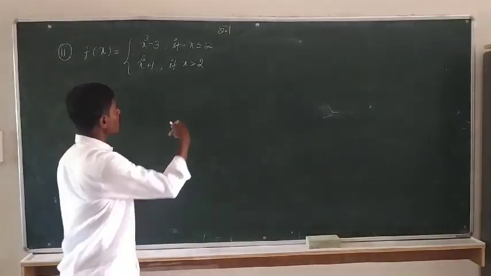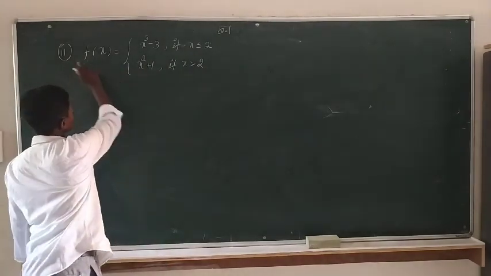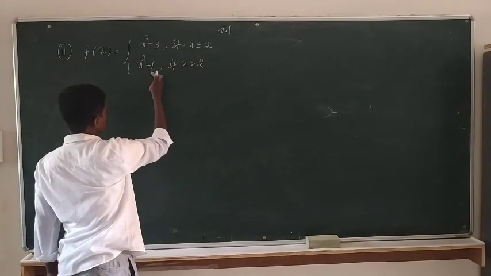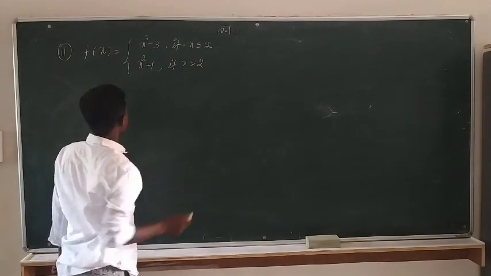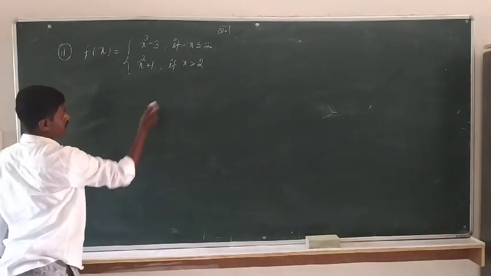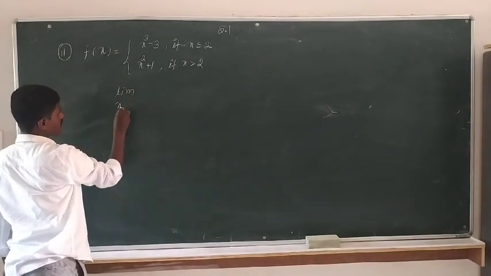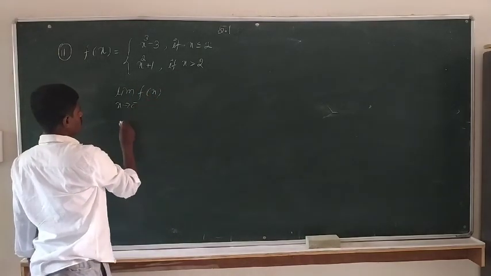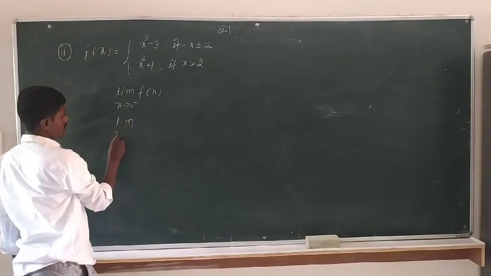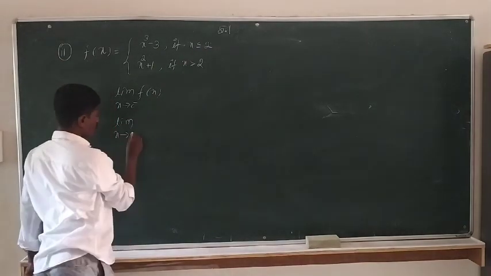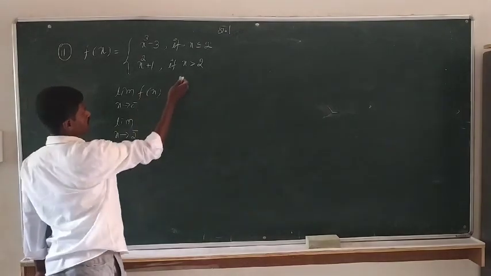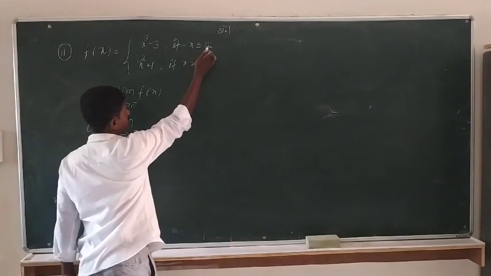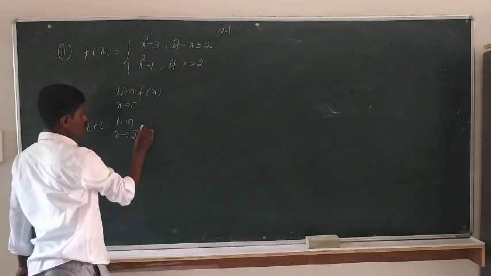Yes. Now moving to the next question, the 11th one. f of x equals x cube minus 3 if x is less than or equal to 2, and x square plus 1 if x is greater than 2. So here I am going to write directly the limit as x tends to c minus of f of x. Here the limit is 2, so x tends to 2 minus. When x is less than 2, LHL is equal to the function which is for less than 2, that is x cube minus 3.